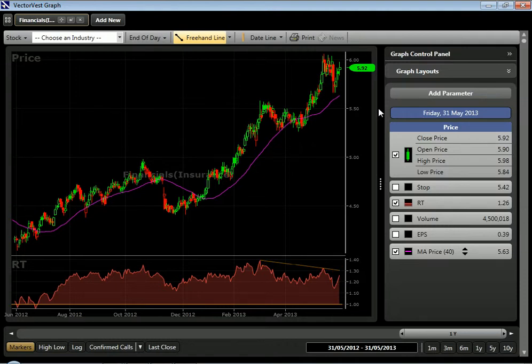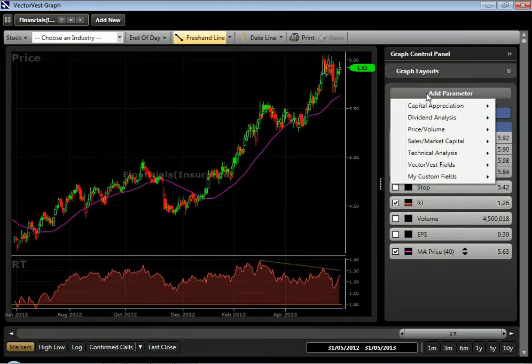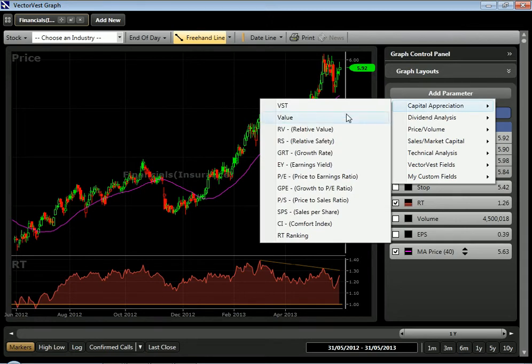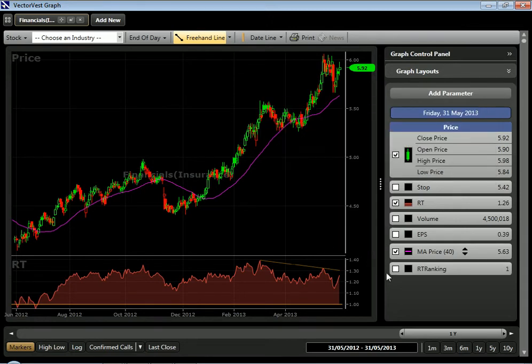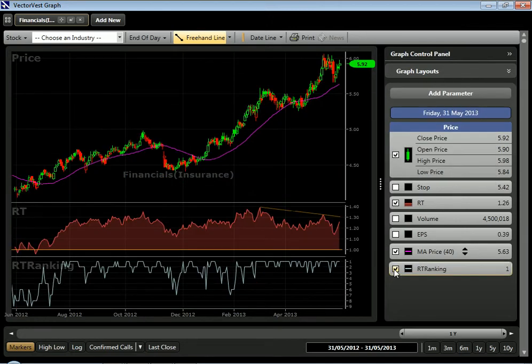Let's add RT rank to our graph. We're going to add a parameter. Capital appreciation, RT ranking. Dr. DeLito has given us previous guidance that we want to look for stocks that are rising into or falling out of the top quarter. And so to keep that easy, I'll call this the top 10.